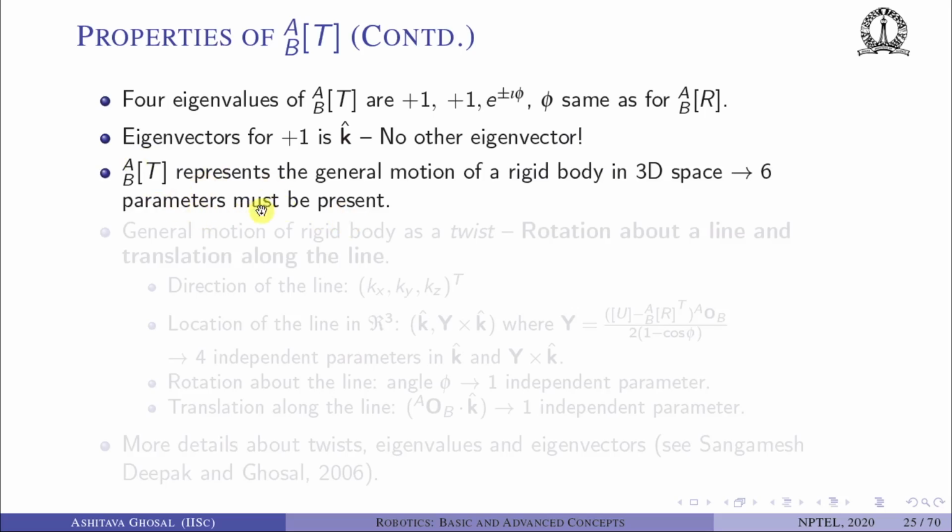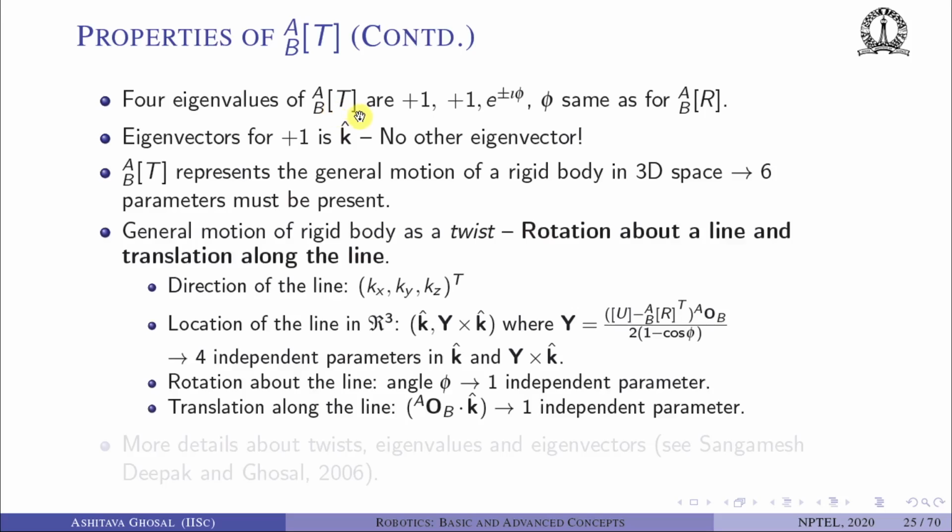This homogeneous transformation matrix ABT represents the general motion of a rigid body in 3D space. Why? Because it contains both the translation, remember AOB, and the rotation. So it contains all the 6 parameters, which are the 6 degrees of freedom of the rigid body in 3D space. So we should be able to figure out what the 6 parameters in this ABT transformation matrix are.